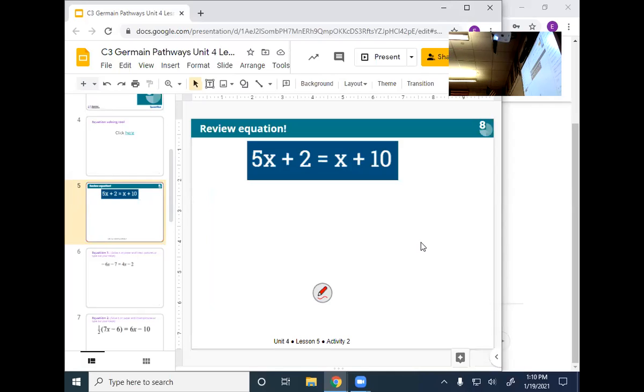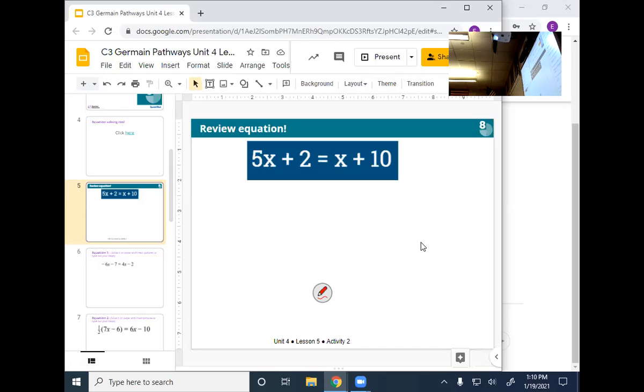The previous ones that we were solving, were there X's on both sides or were the X's all on one side? They were all on one side. So we need to do something to this equation to get our X's all to one side. So we're going to have to do some sort of operation to get our X's all to one side.